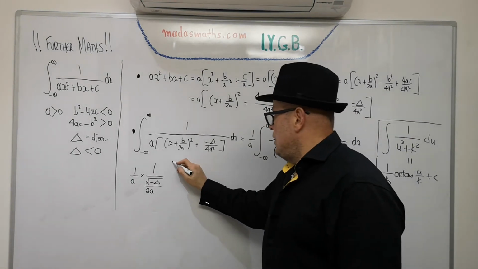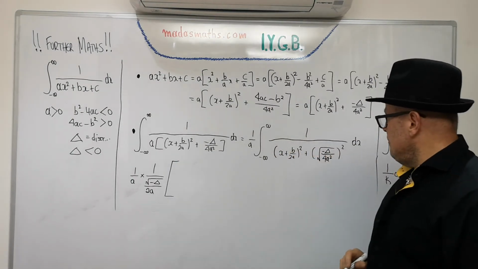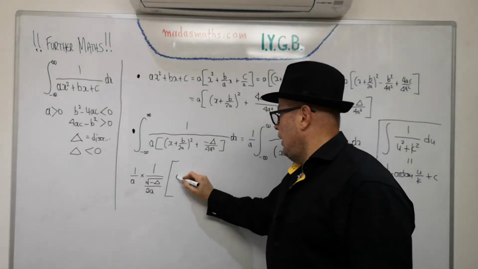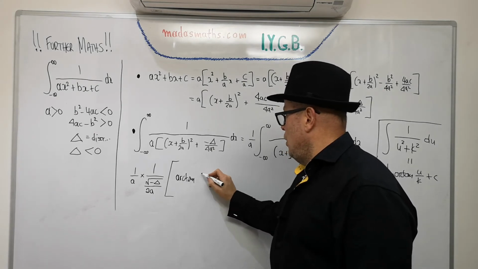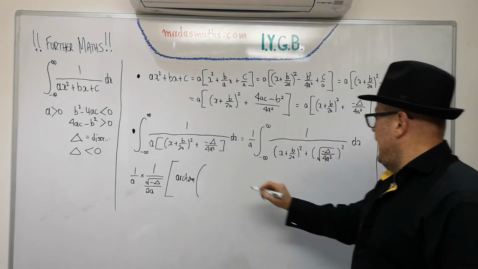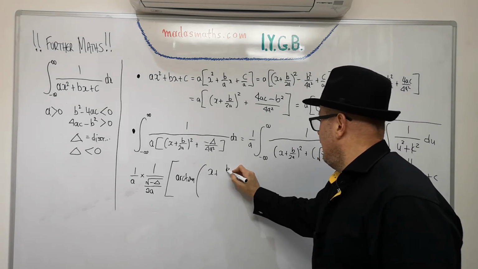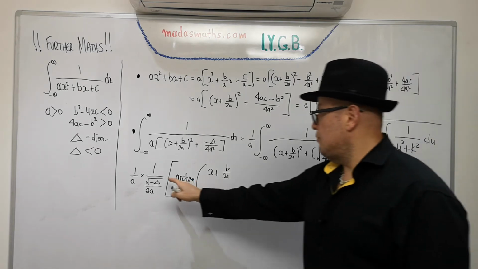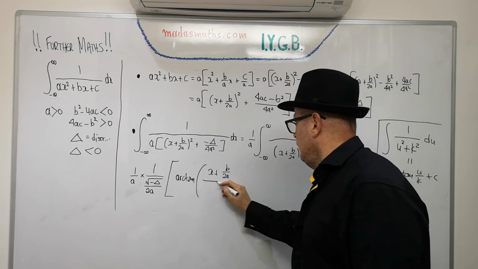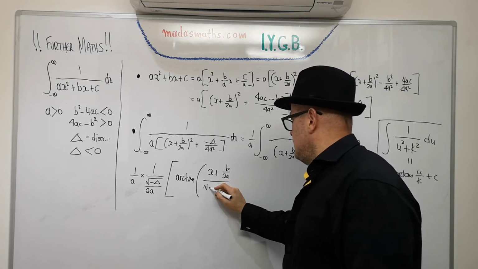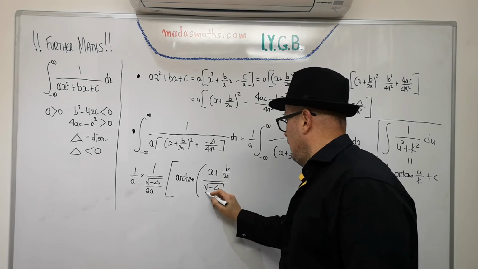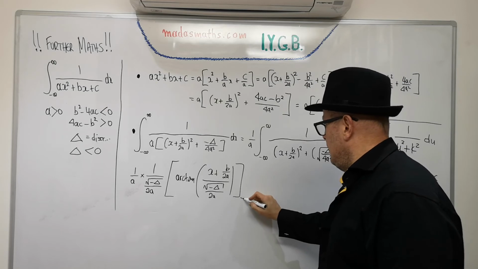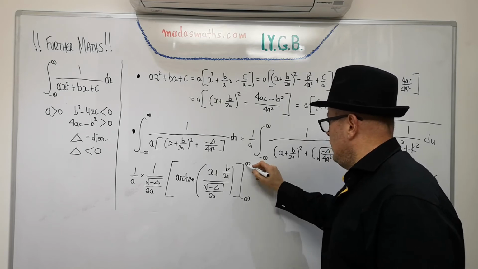Okay, now I'm going to put my evaluation brackets, because we've got limits, don't forget. And this is going to be the arctan of u. This is my u, so that's the arctan of x plus b over 2a over the k, where k is of course again the same thing, over 2a. It looks very scary all of this, doesn't it. Close the argument of the arctan, and let's put minus infinity to infinity.